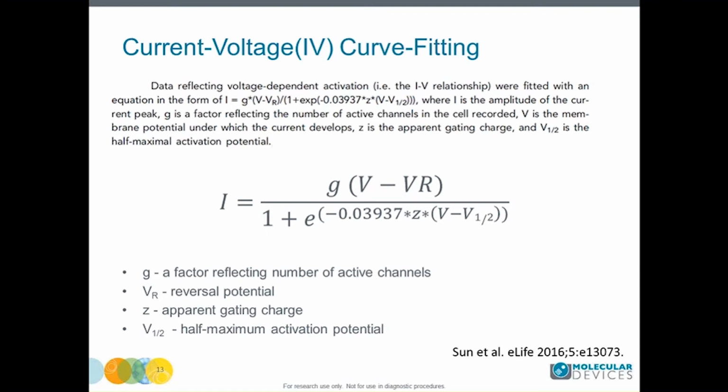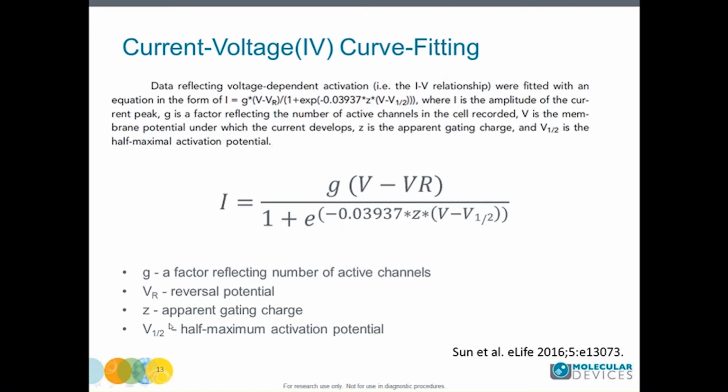So gating charge is the movement of charged voltage sensor effector built in the voltage-gated ion channel. As the voltage sensor moves, they generate small transient gating current that flows as channel open and close. So it's a very important kinetic for voltage-gated ion channel. Here, Z is the apparent gating charge. It's not the actual gating charge, but it is proportional to what the actual gating charge is.